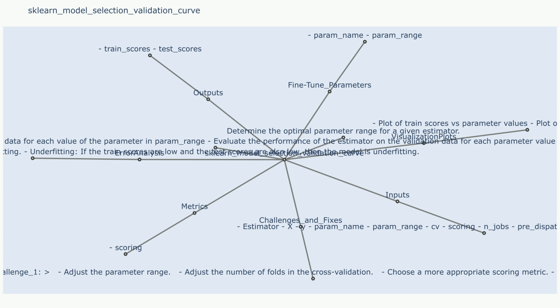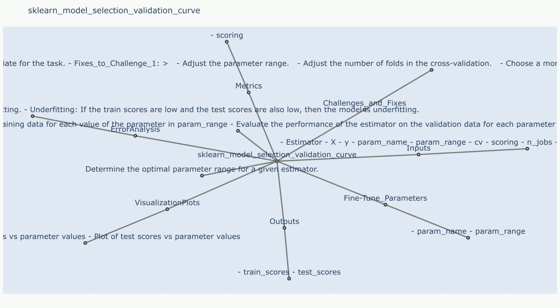Metrics. Accuracy: a measure of how often the model correctly predicts the class labels. Precision: a measure of how many of the predicted positive cases were actually positive. Recall: a measure of how many of the actual positive cases were correctly identified as positive. F1 score: a harmonic mean of precision and recall, providing a balanced measure of performance.